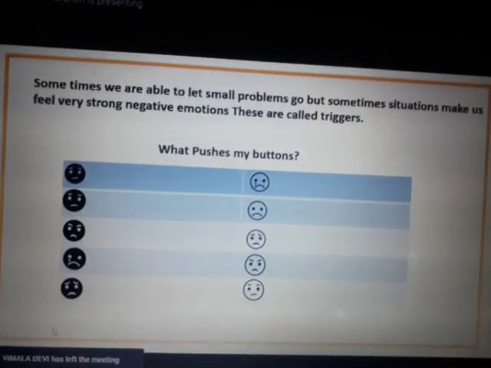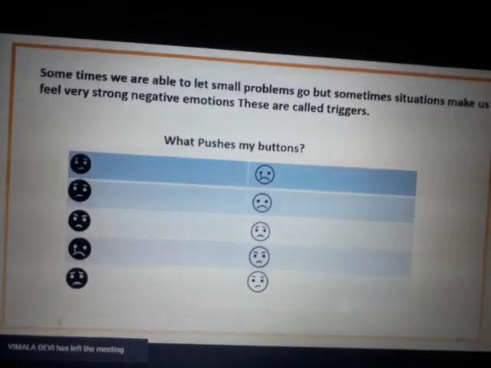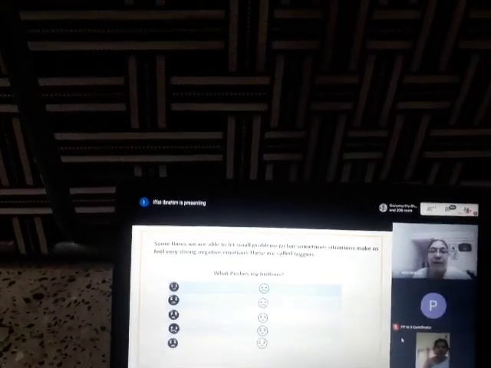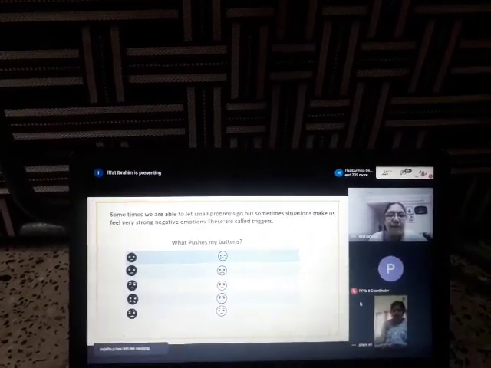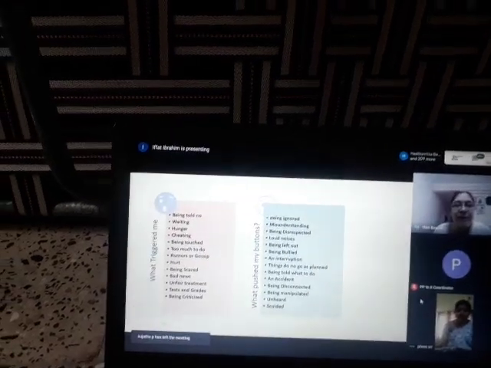Okay, now sometimes we are able to let go of small problems, but there are situations which make us feel very strong negative emotions. Now these are called triggers. So what are these triggers? What pushes my buttons?